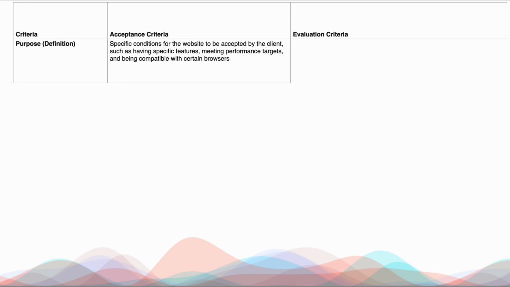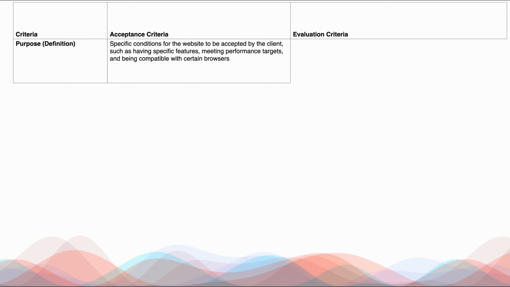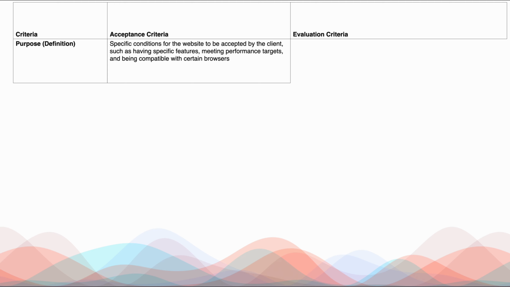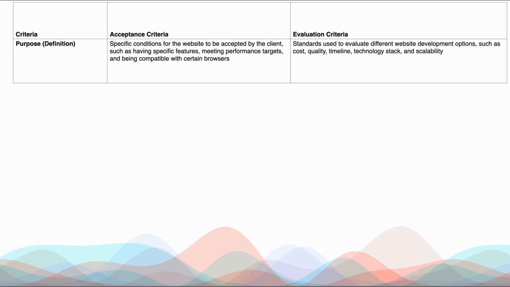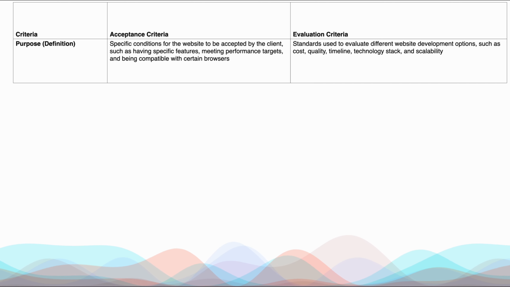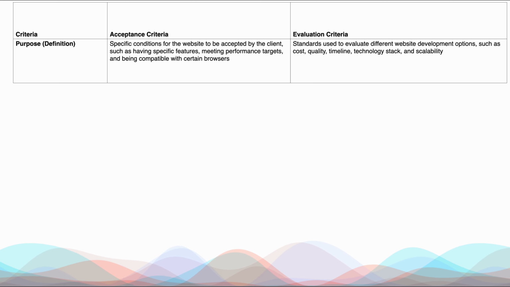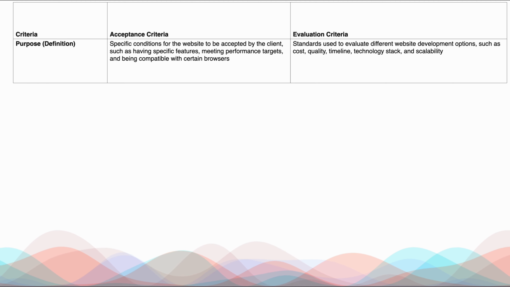So you are actually using acceptance criteria in order to achieve those particular conditions. That is where the condition is accepted, or you need to be assessing that condition, right? And that is accepted by the client because they have a certain condition. Evaluation criteria is different here. Standards used to evaluate different website options, such as cost, quality, timeline, technology stack, and scalability.